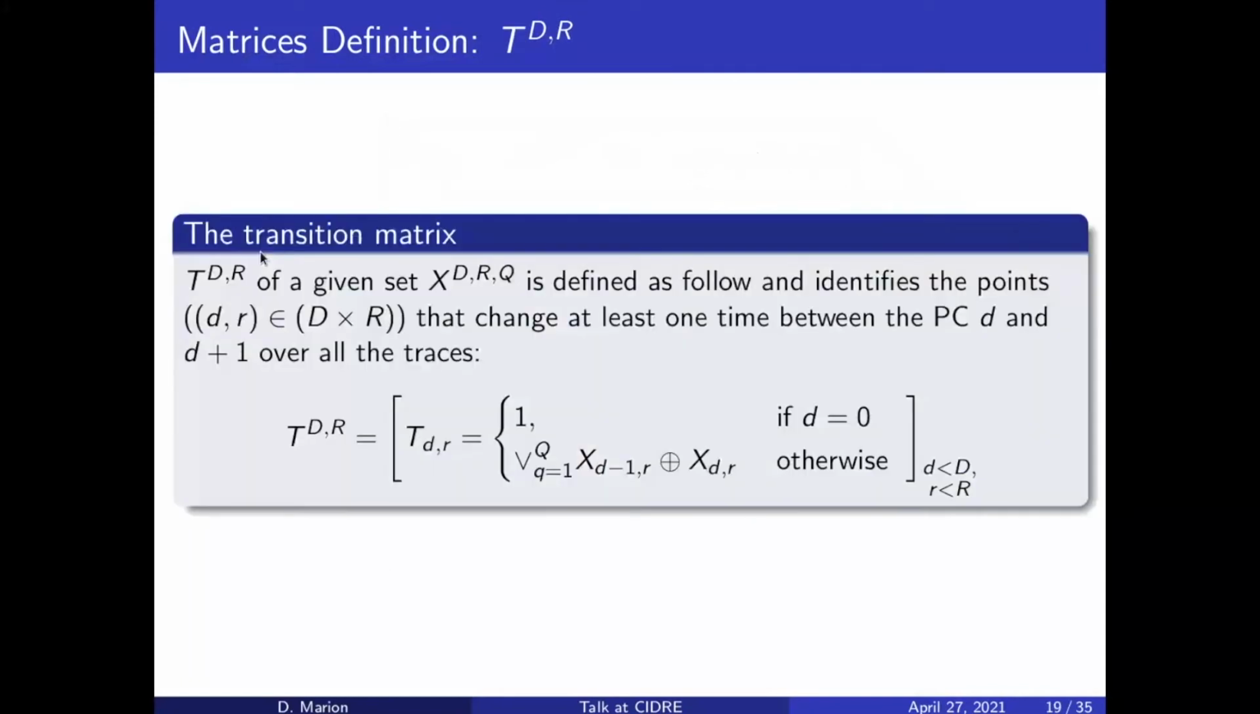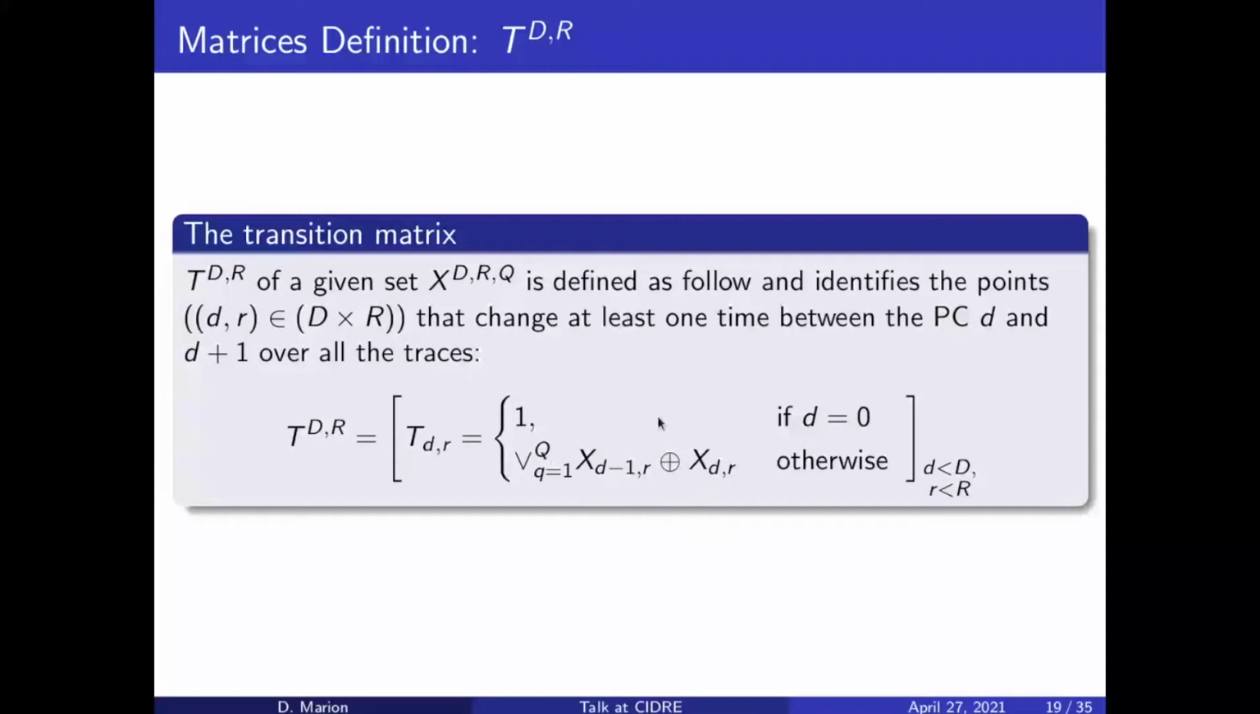And then we'll define a new matrix that we call the transition matrix. What we will do is compute an AND over all the trace executions, but not the trace execution itself: the trace XORed with a shift of this trace. So what we want here is to check if, from one PC to another, the value changed. And that's what we do here.